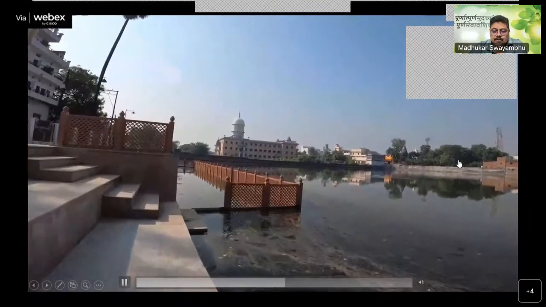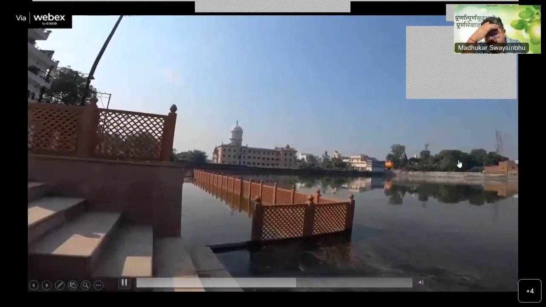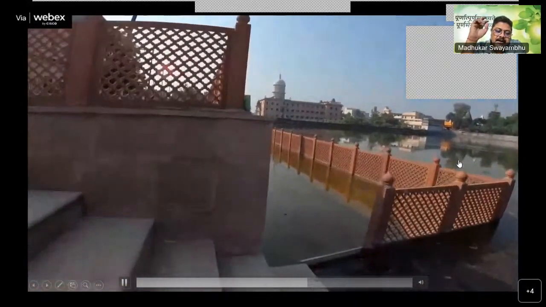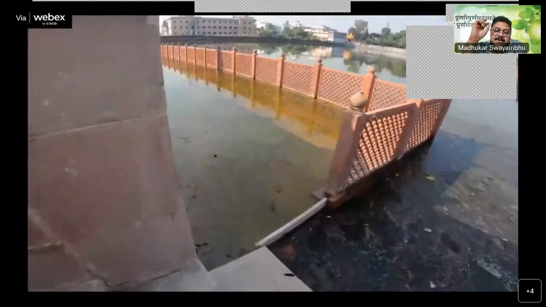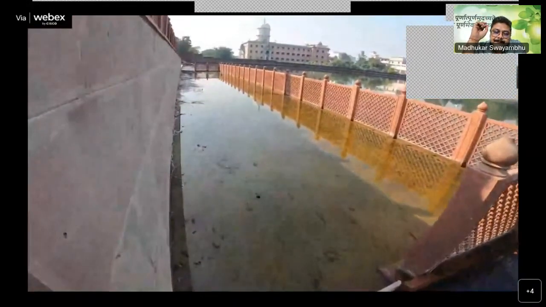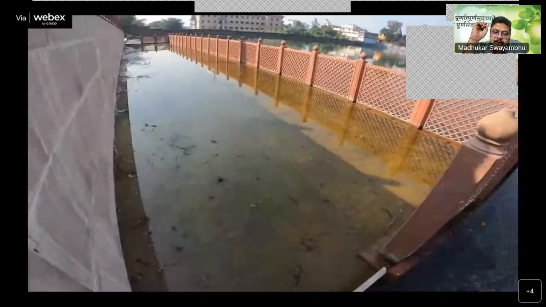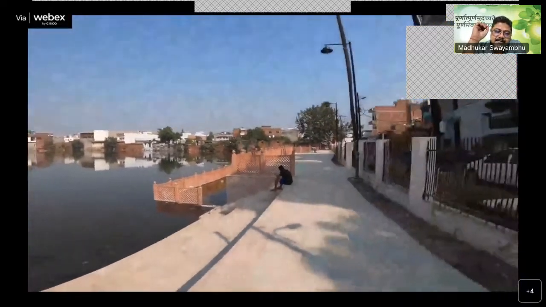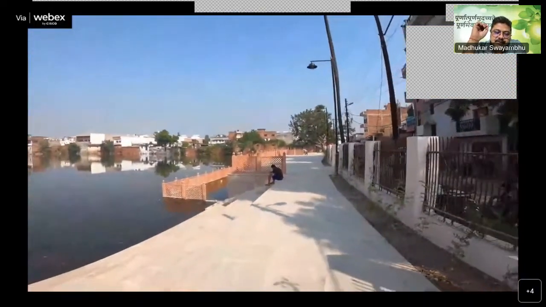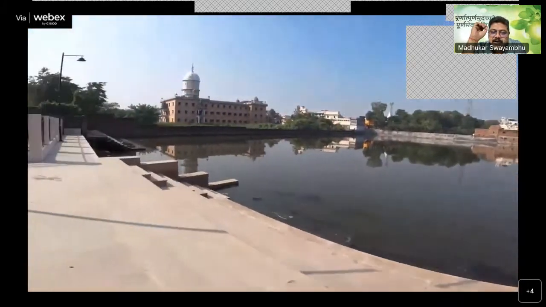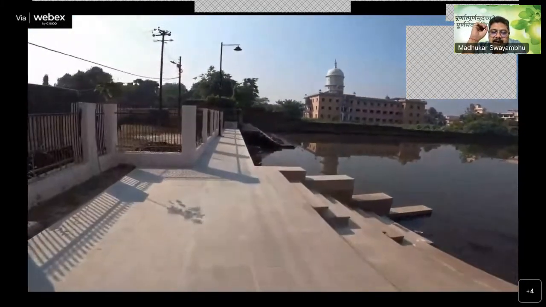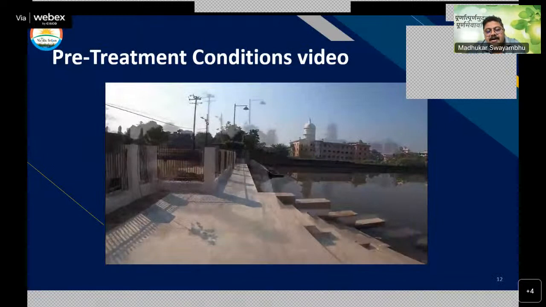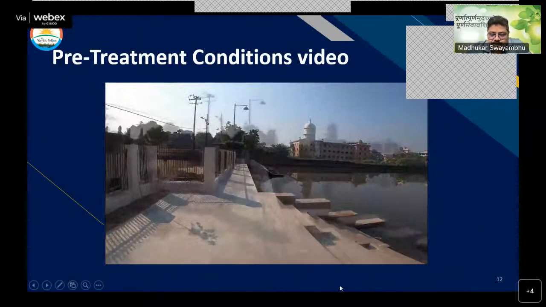Now, when we spoke to the Pollution Control Board, their estimation was that there is 7 feet of sludge deposit in this water body. And every day, 6 mm of fresh sludge is getting deposited, because in this 12.75 acre water body, the daily inlet was 10 million liters of untreated sewage. So this was the pre-treatment condition.